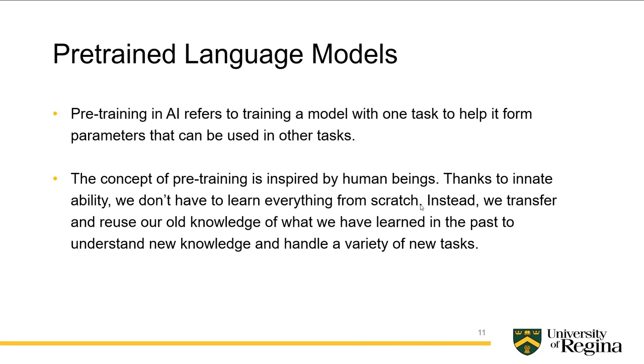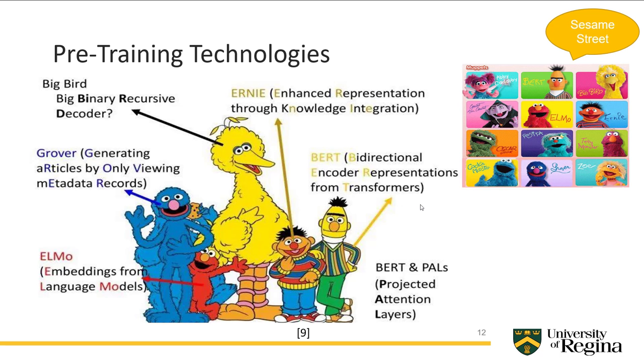And in emotion detection and NLP, there is the pre-trained language model, which refers to training a model with one task to help it form parameters that can be used in other tasks. The concept of pre-training is inspired by human beings. For example, we transfer and reuse our old knowledge of what we have learned in the past to understand new knowledge. The name of pre-training technology was inspired by the Sesame Street program.